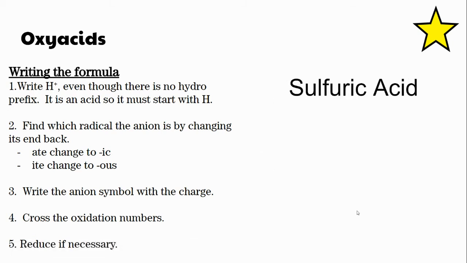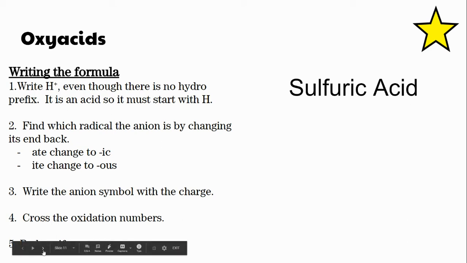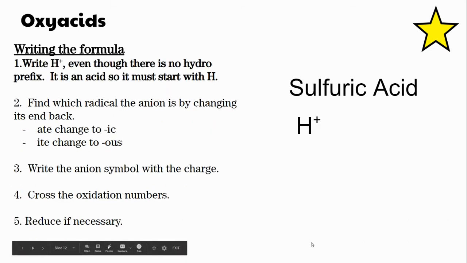So we're going to make the formula for sulfuric acid. So again, I know this is an oxyacid because it doesn't say hydro in front. So it means it's a radical and an element. So it's a really big deal. So the first thing I'm going to do is write an H because all acids start with an H. Even though there's no hydro, I'm still putting H+.